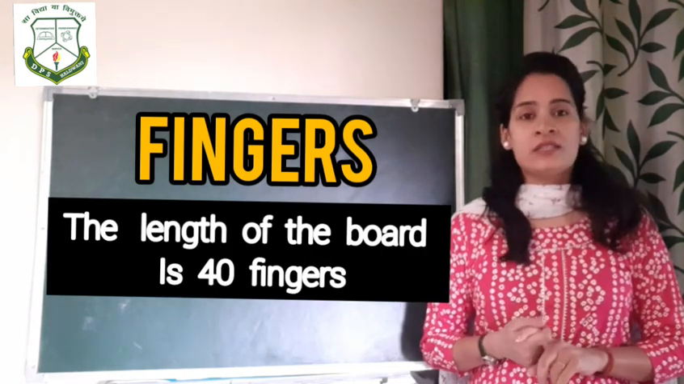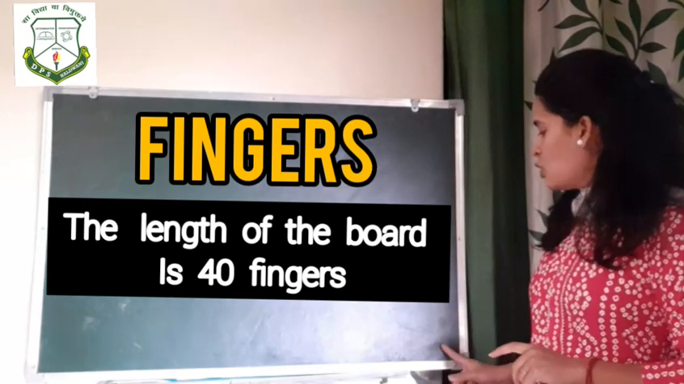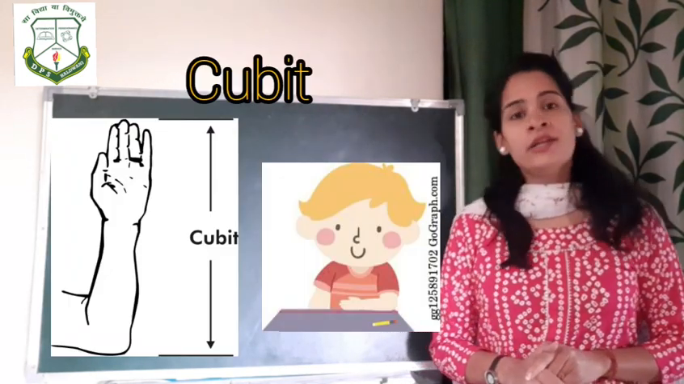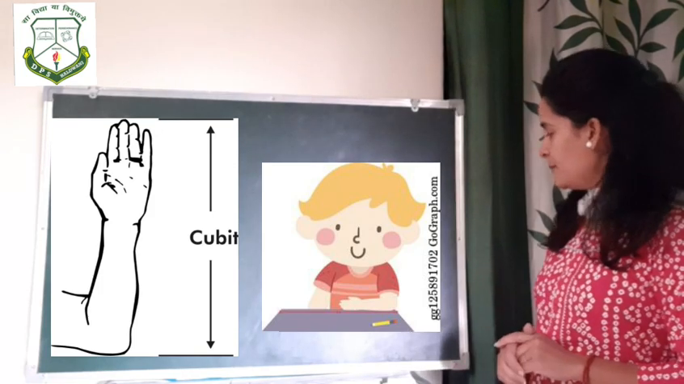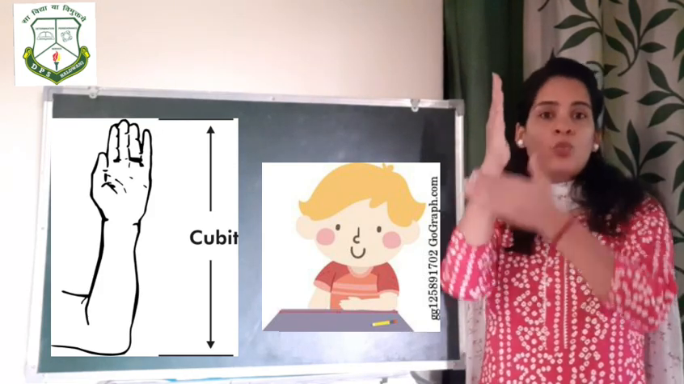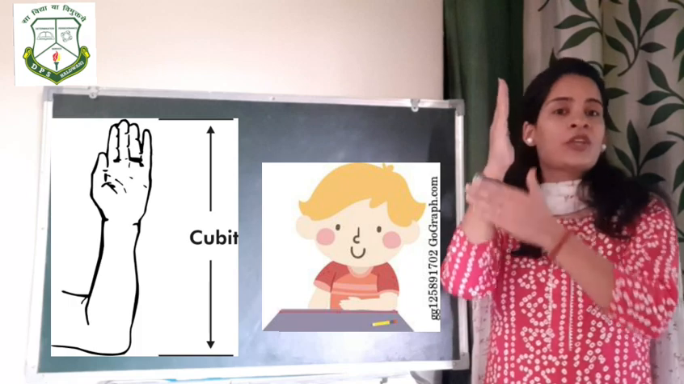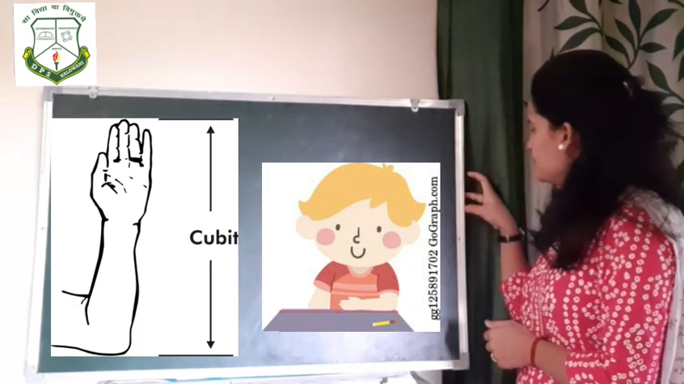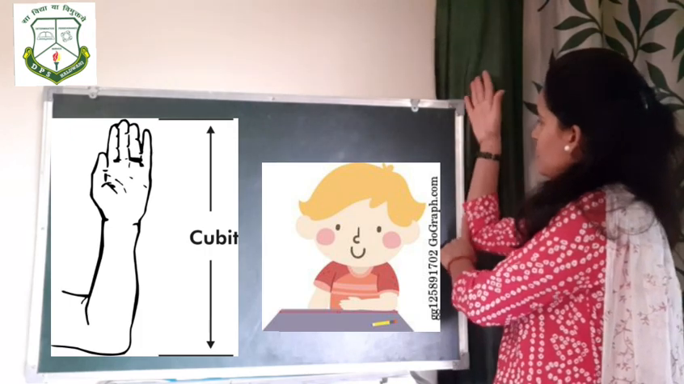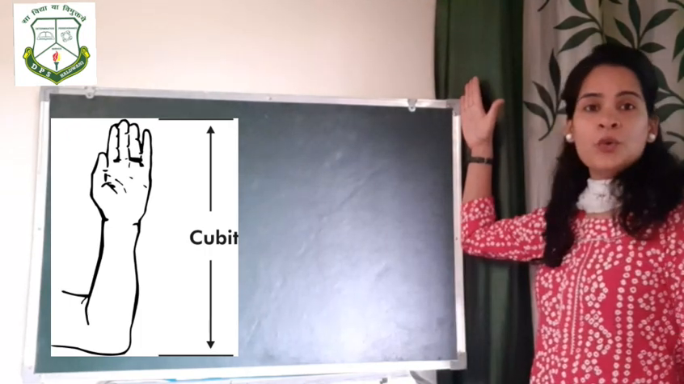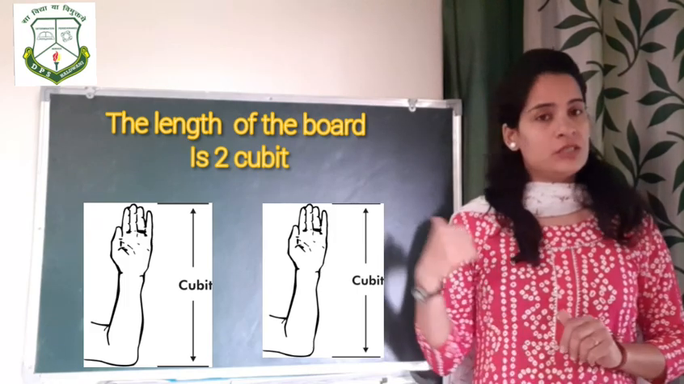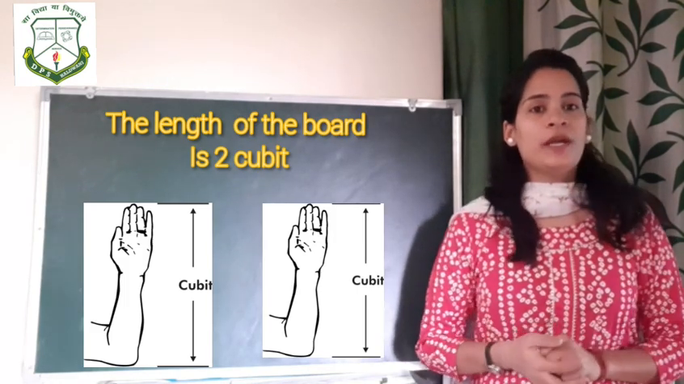Now we will see the length of this board by using cubit. Cubit is this. One arm is known as a cubit. So this is 1, and this is 2. So this board is 2 cubits.